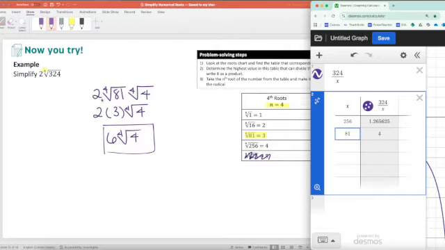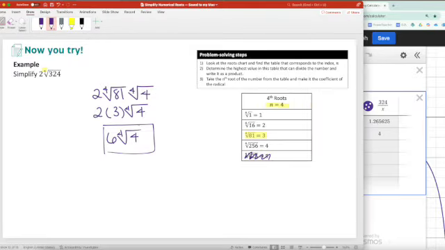So I rewrote 324 as 81 and 4, so I have 2 times the fourth root of 81 times the fourth root of 4. The fourth root of 81 will turn into 3, so I have 2 times 3 times the fourth root of 4, so this now becomes 6 times the fourth root of 4.